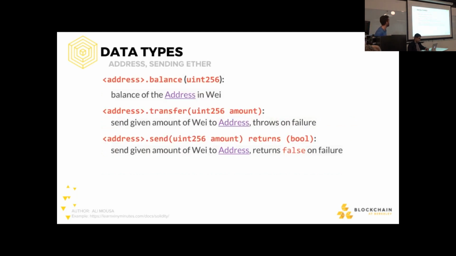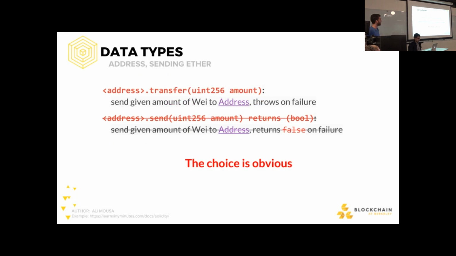These are the different types of methods you can call on addresses. What's the difference between send and transfer? Does anybody know? Transfer will throw an error if it doesn't work. Yeah, almost. Throw an error which then reverses the whole thing. Right, exactly. So you want to be using transfer instead of send, because Booleans make you do more work. You have to do something with that Boolean, whereas with transfer, it'll automatically handle the error cases for you.